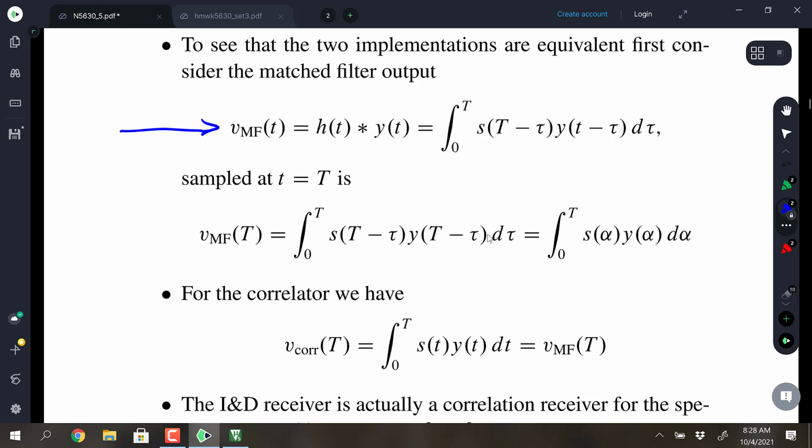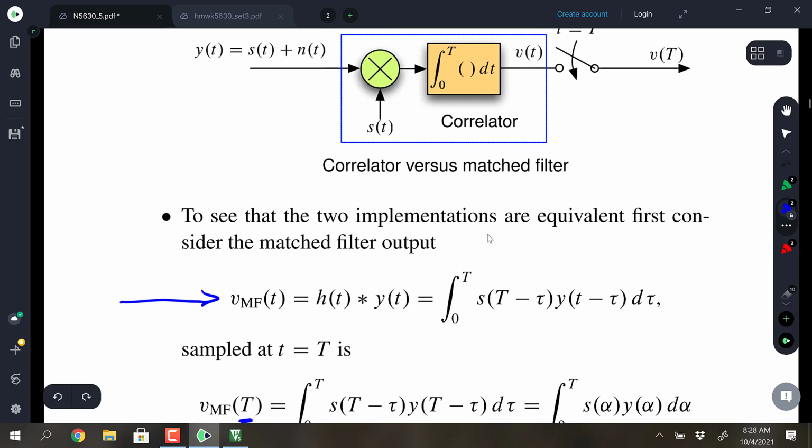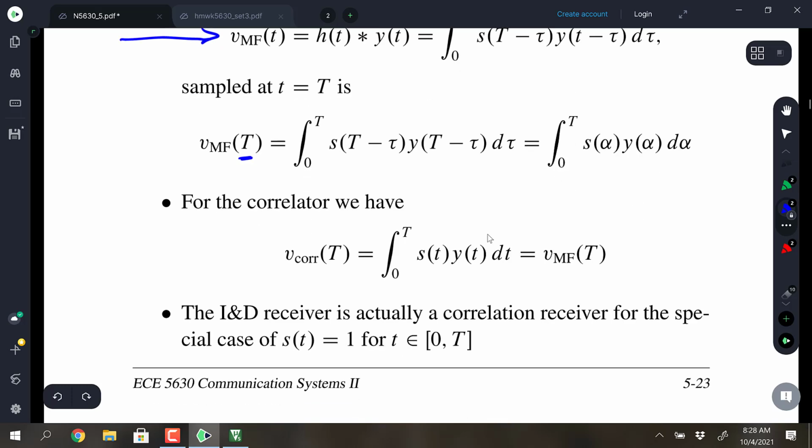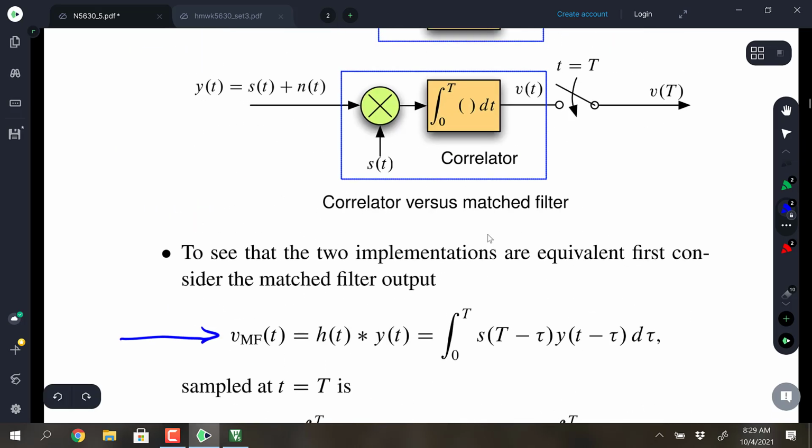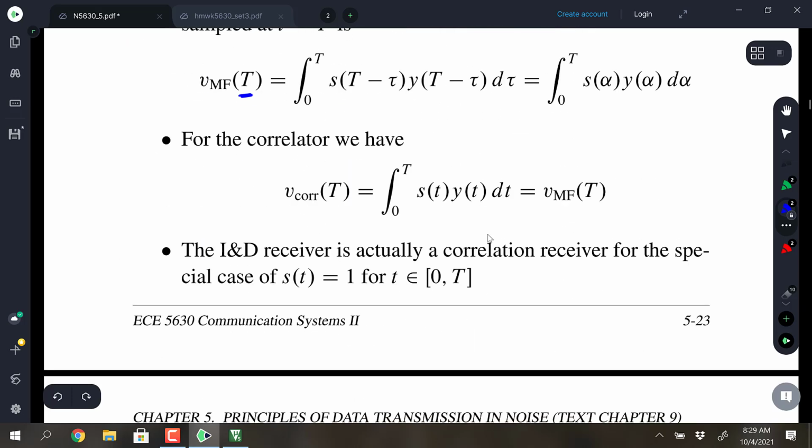When we make that substitution of capital T and change variables around, and I haven't gone through all the steps of how I change the variables, it does reduce down to an integral of the two shapes, and then you just integrate from 0 to T seconds. For the correlator, you multiply the reference waveform by the received signal y of t, and then you integrate up to T seconds, and that ends up being equivalent.